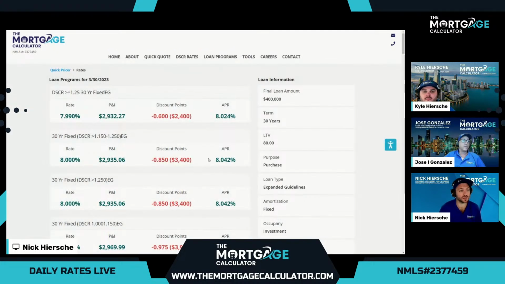We love it when we can see the DSCR rates in the 7s. The other day there were a couple options in the 7s, but here we still have a great option, 7.99% rate for 0.6 in discount points for a final APR of 8.024. So just a little bit higher on the APR, but you see here our investors are happy, whereas before they had to pay $14,000 cash out of pocket for these discount points. Now we've lowered that to $2,400. So our investor can deploy that cash in other investment properties, maybe rehabs, whatever they're doing.